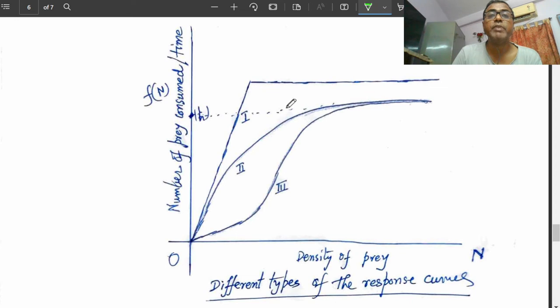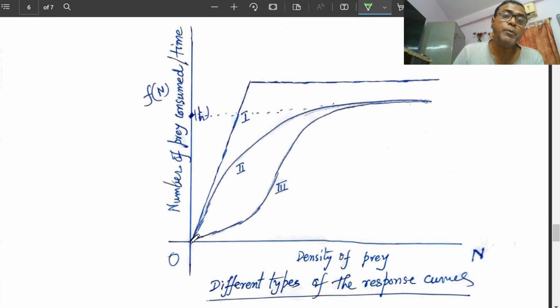This line is 1/h. The type 1 is the linear type, which up to a certain n is linear, that is f1(n) equals an, and then after some higher values of n, f1(n) is constant.